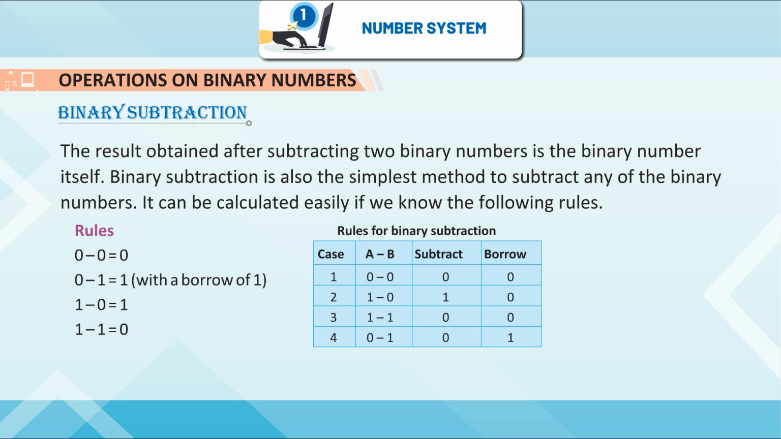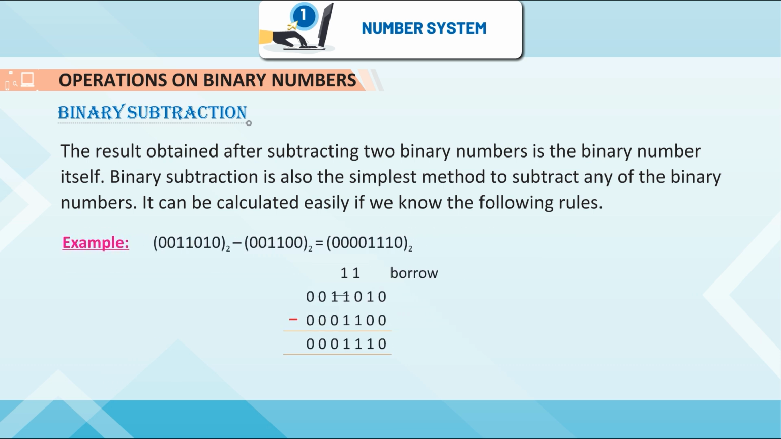Case 1: A minus B. 0 minus 0: Subtract 0, Borrow 0. Case 2: 1 minus 0: Subtract 1, Borrow 0. Case 3: 1 minus 1: Subtract 0, Borrow 0. Case 4: 0 minus 1: Subtract 0, Borrow 1.